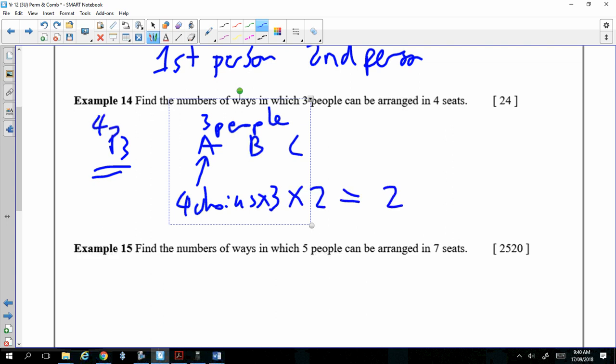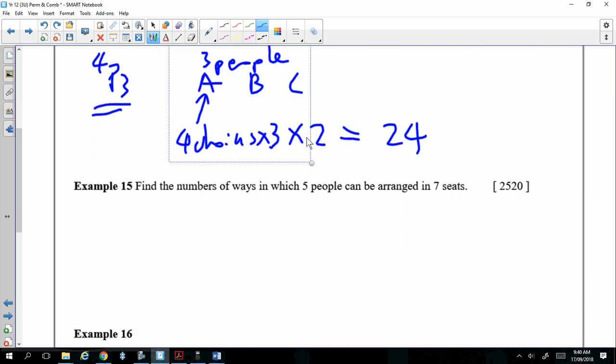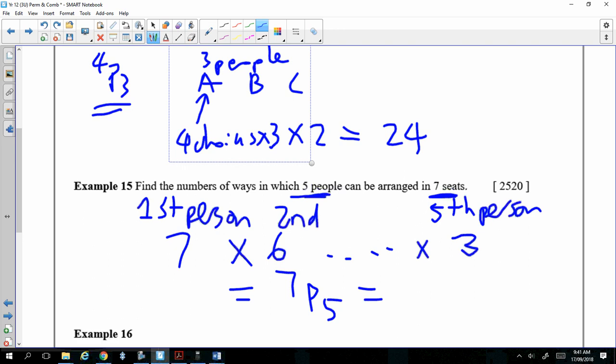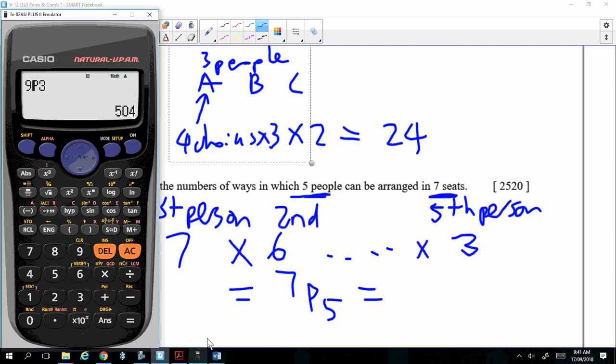And the next one, there are 5 people, 7 seats, so you have the people choose the seat. The first person will have 7 choices. The next person will have 6 choices. And the last person, how many seats left? There are 3 seats left, which is just 7P5. Yep, okay, good. So you do it on a calculator, 7P5, you get 2520. Okay, so it's correct.